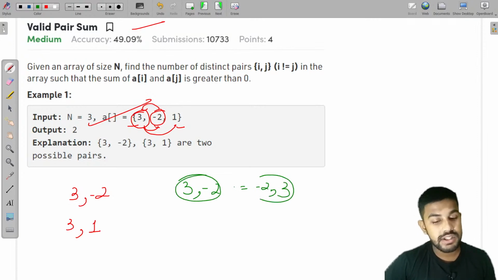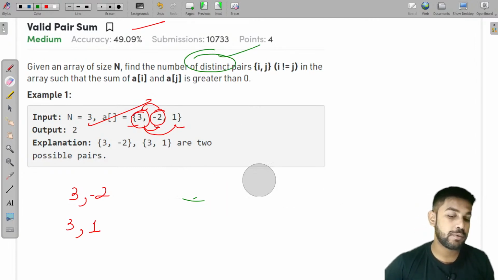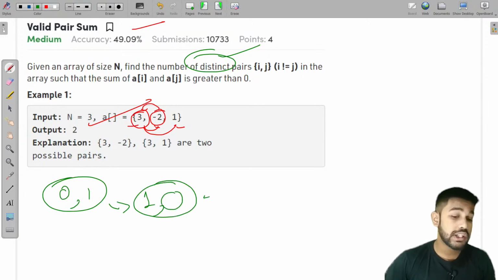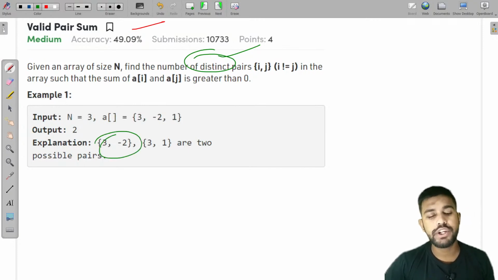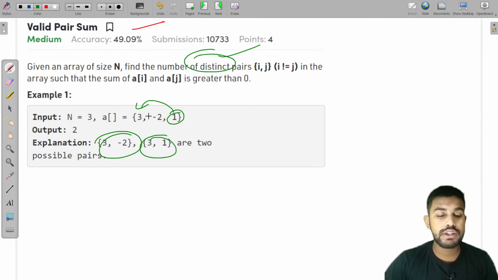This means the distinct element. We need to find the number of distinct pairs. That is the meaning of distinct. Suppose the array indexes are 0 and 1, so we can't write it again as 1 and 0. This is not allowed, and this needs to be remembered. So we have only two pairs, we can't consider any other pairs. And then again 1 with -2 would become -1 only, and 1 with 3 would become 4, but we have already counted it, so that is it.